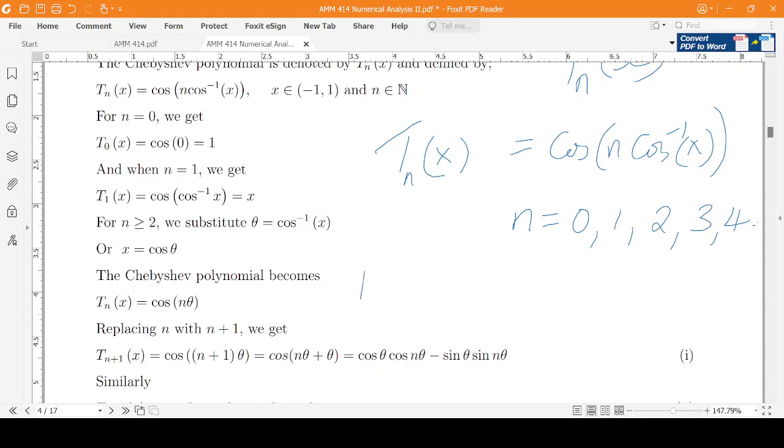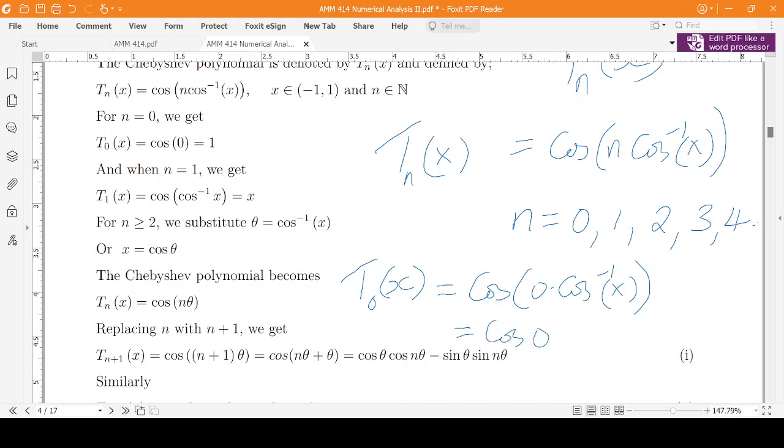So if we write T0 of x, so that n is 0, then we shall write cosine of 0 times cos inverse of x. 0 times cos inverse of x will give us 0. So this becomes cosine of 0, and cosine of 0 is 1. So T0 of x is equal to 1.